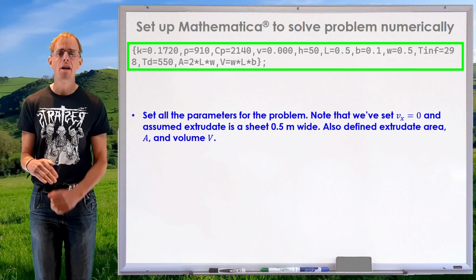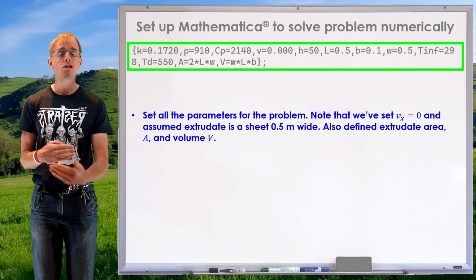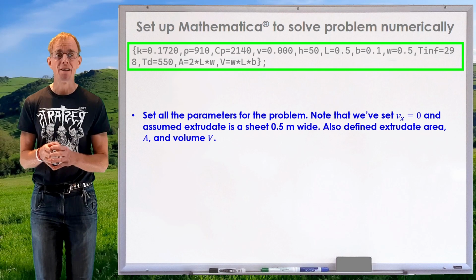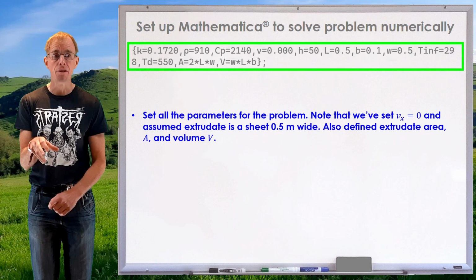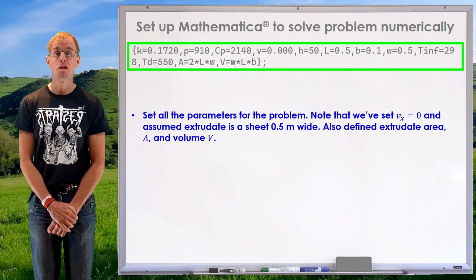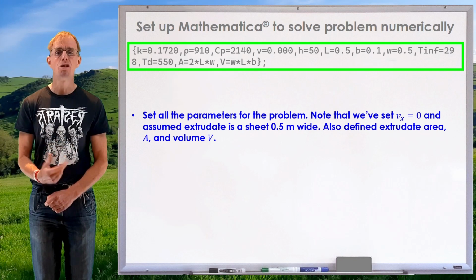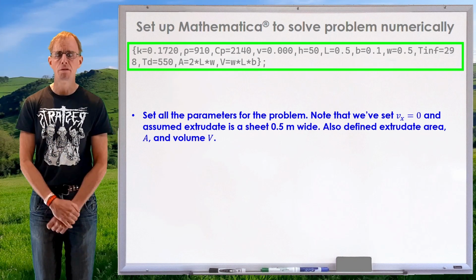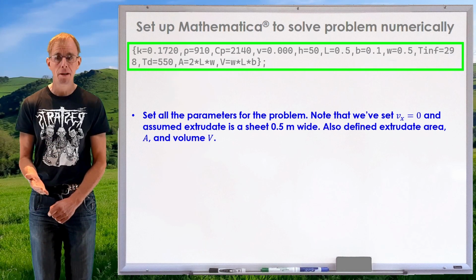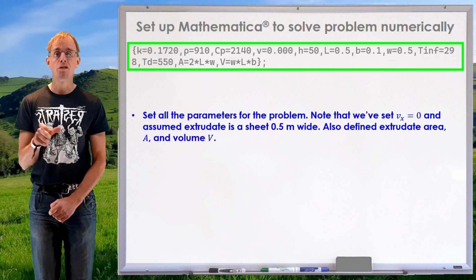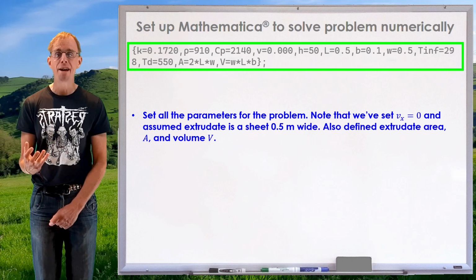L is my extrudate length, B is my extrudate thickness, W is my extrudate width, which hasn't featured in the analysis so far, apart from the fact we need an area to volume ratio for the heat transfer. So that's why I've got W there. It allows me to work out my volumetric surface area. Tinf, this is my far field temperature, 298 Kelvin, roughly 25 degrees C. Td is my die temperature, which I'm assuming is 550 Kelvin.